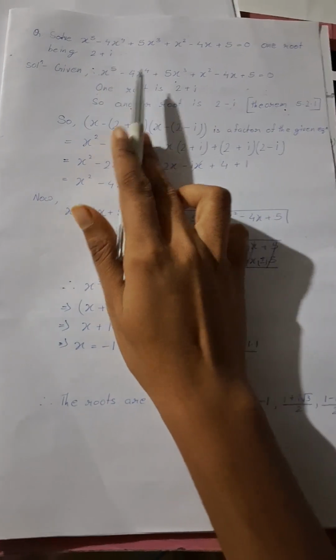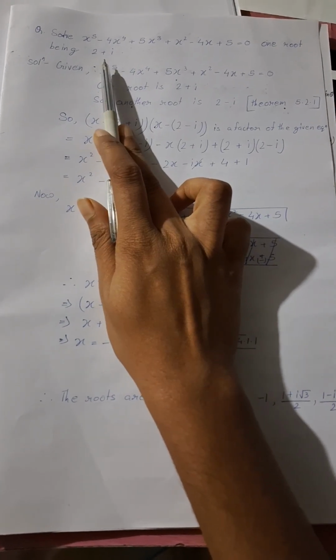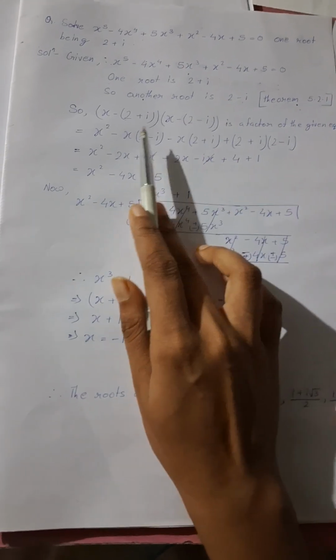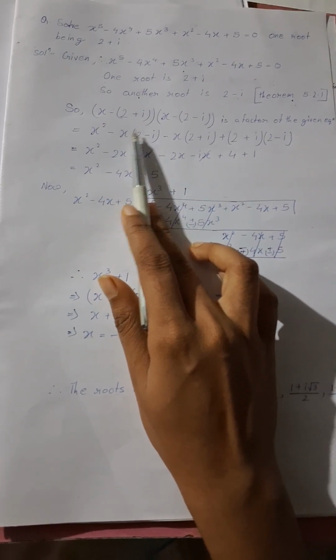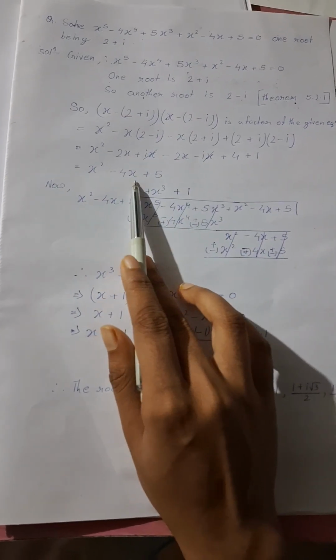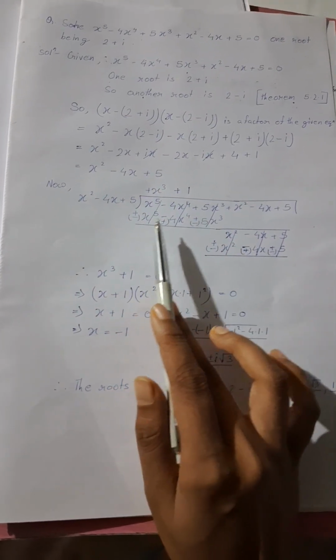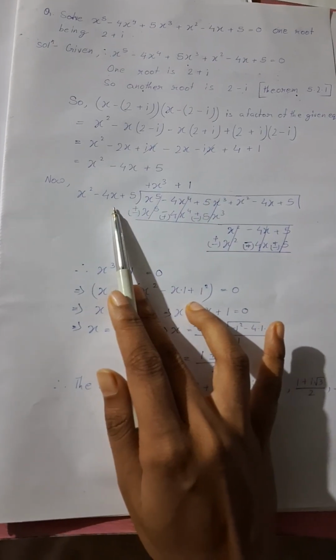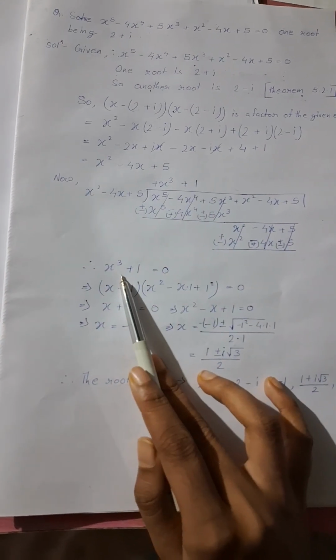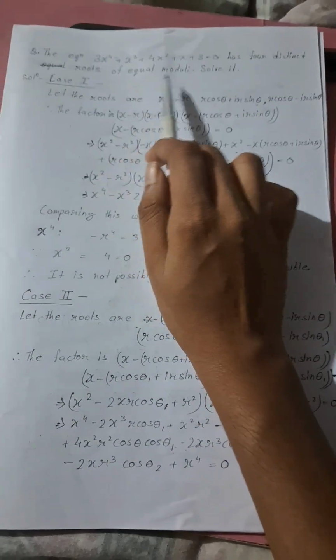To find the roots of a given equation whose one root is given, which is a complex root, we know that another root is the conjugate of the complex root. And we know that x minus the root is a factor of the equation. So by solving both the factors, we get an equation which is also a factor of the given equation. By dividing the given equation by the factor, we get another equation, and by solving that equation, we get all the roots.